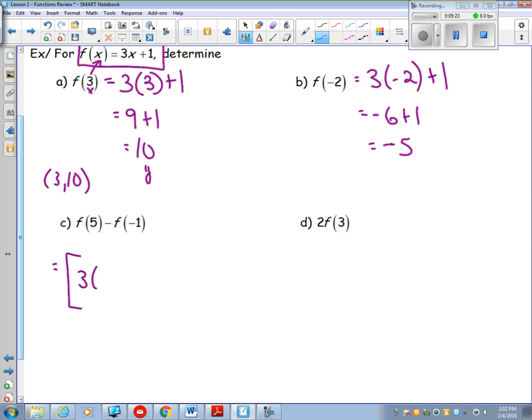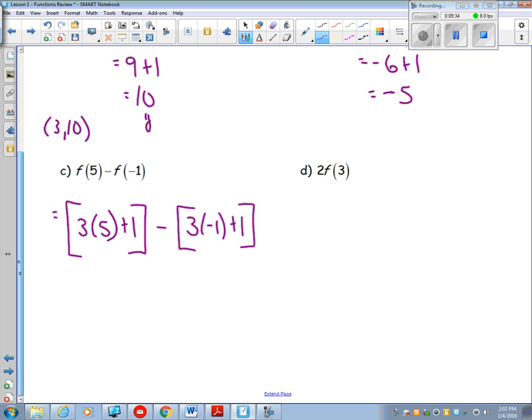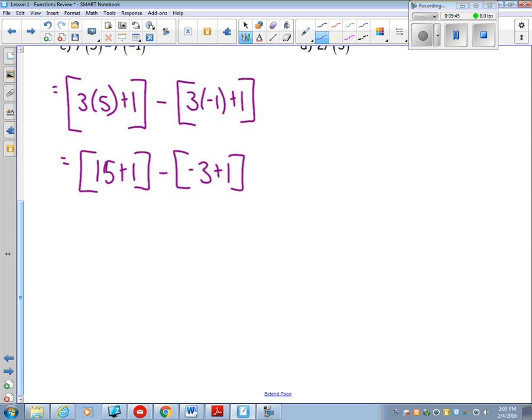So 3 times 5 plus 1. There's f at 5 minus 3 times -1 plus 1. There's f at -1. We do each part separately. So in the first bracket, I'll get 15 plus 1 minus -3 plus 1. What's that going to give me? Well, that's 16 minus, this part over here is -2, and that'll give me 18.